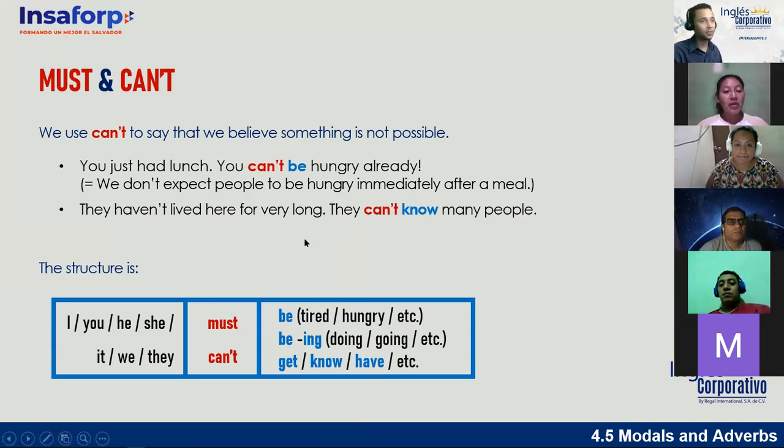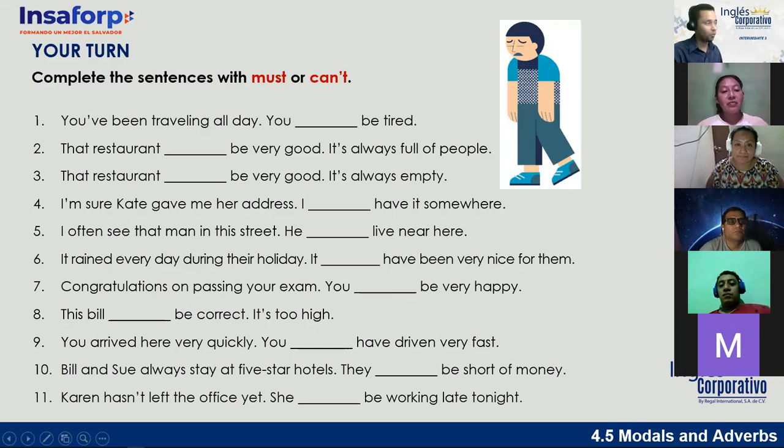So that's the review for this class. Tomorrow, we're going to continue with this other section. We're going to talk about modals of permission, prohibition, and obligation. So today we studied possibility and certainty. Tomorrow, permission, prohibition, and obligation. Before we go, let me show this to you.